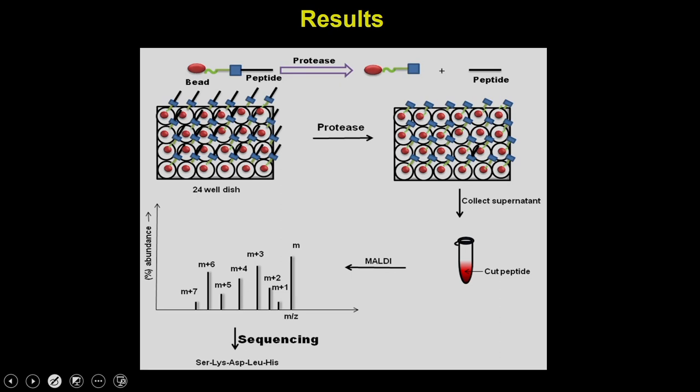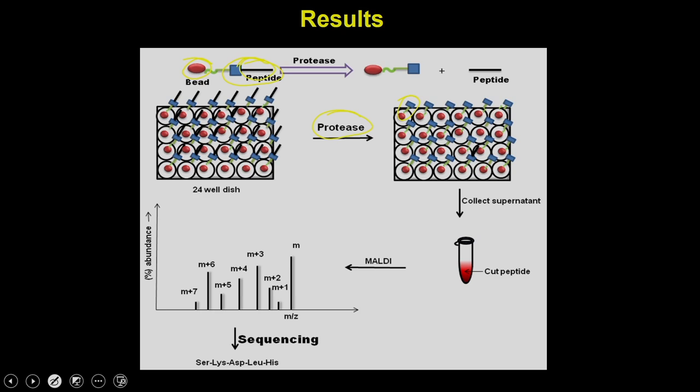So in a typical setup, you have a peptide sequence attached to a matrix, and you have different such peptides present in a 24-well dish. Then you treat it with the protease. What will happen is that the peptide sequence is going to be chewed off by the protease, and what is left over is the remaining peptide sequence.